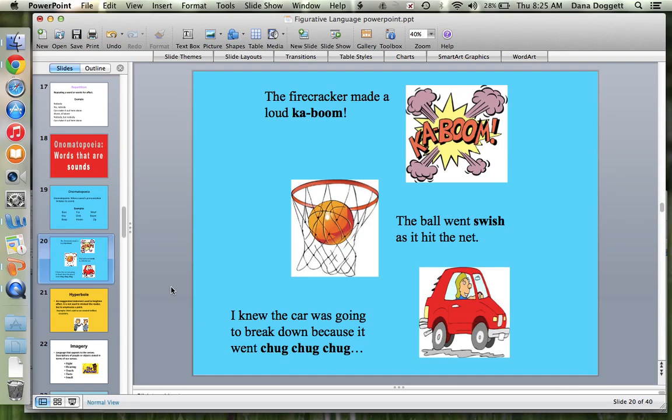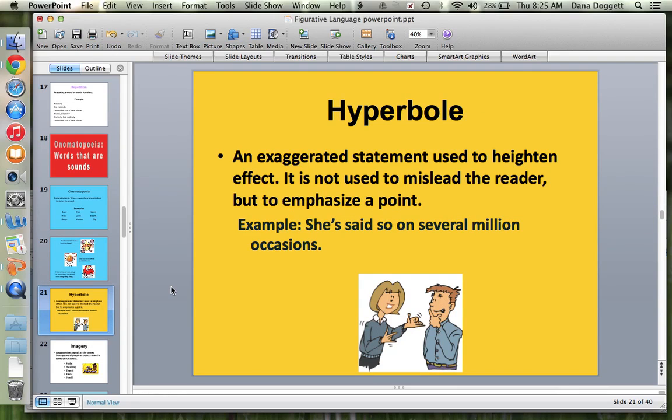Hyperbole. You all are very good at identifying this one. An exaggerated statement used to heighten effect. It is not used to mislead the reader, but to emphasize a point. So hyperbole, sometimes we think of stretching the truth. It's not usually to lie, it's just to emphasize something. An example could be, she said so on several million occasions.